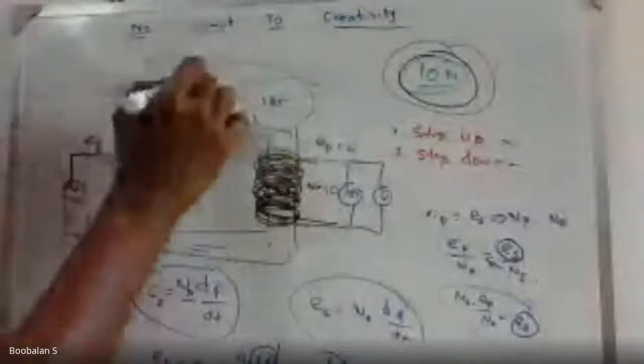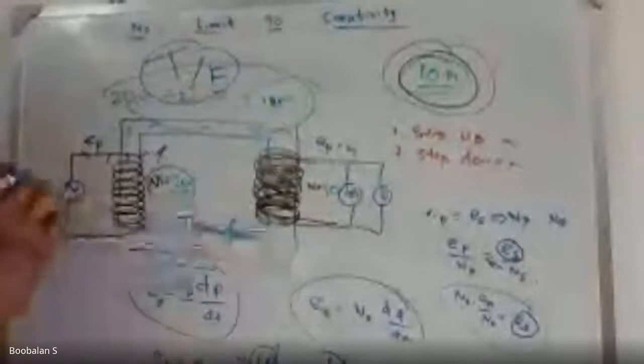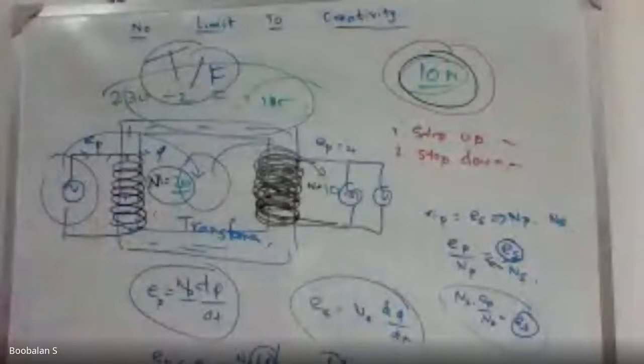So this concept is now called a transformer, T-F, transformer. Why is it called a transformer? Electrical energy is converted into magnetism. Again, magnetism is converted into electricity. So this big transformation is called a transformer, right?